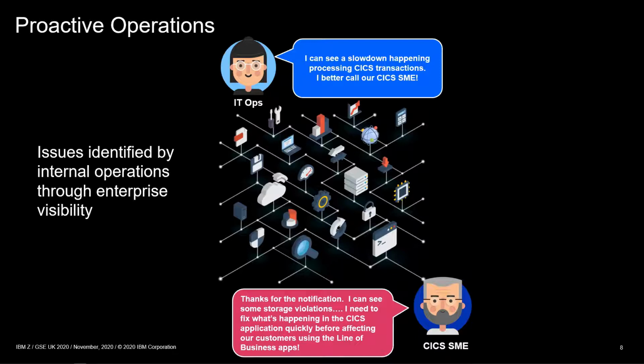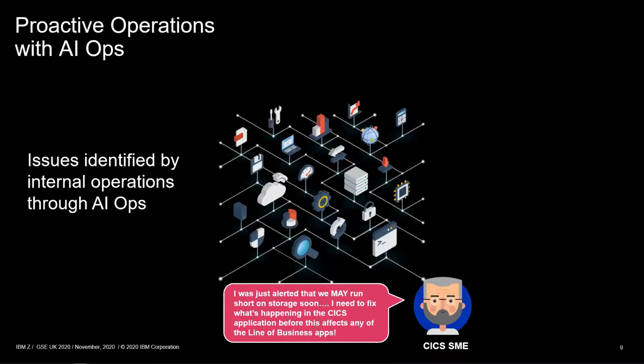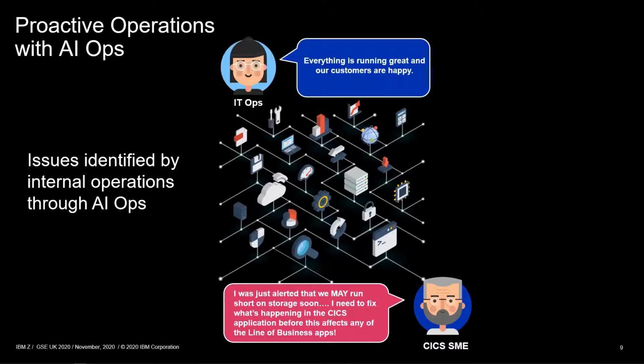So the next phase, and really the focus of today's discussion, is becoming more proactive and bringing machine learning to help drive the AIOps story. In this case, our same CICS SME was just alerted that they may run short on storage. It actually hasn't happened yet. It's not guaranteed to happen, but he can take a look at his systems before it impacts the line of business. And from that single pane of glass, again, from an enterprise level, she's not getting reports of issues with customers, response times are good, and everything is going well.